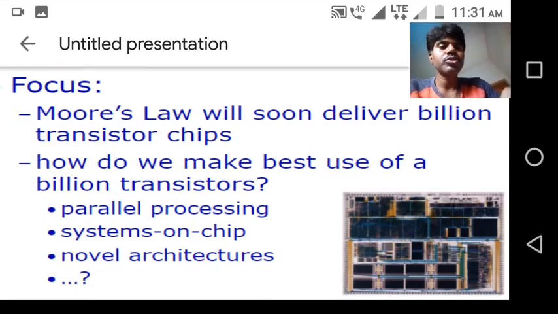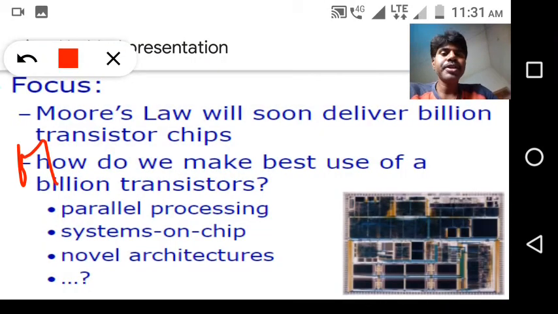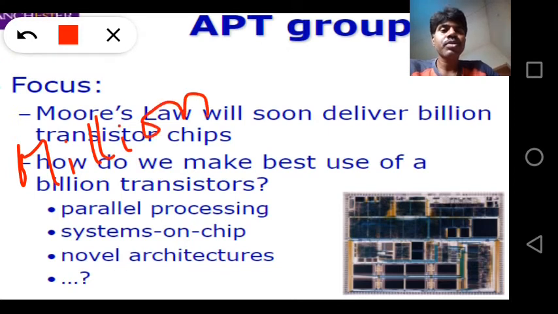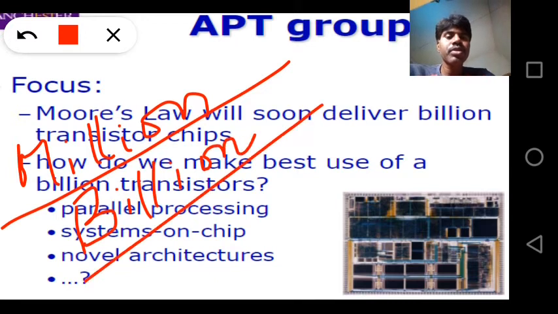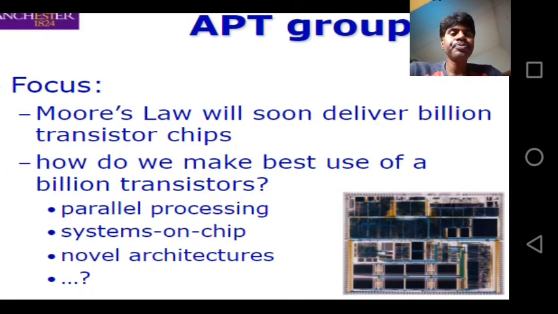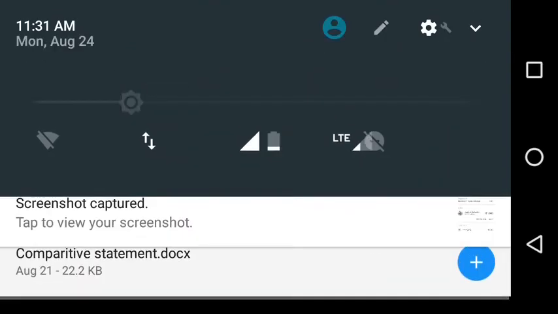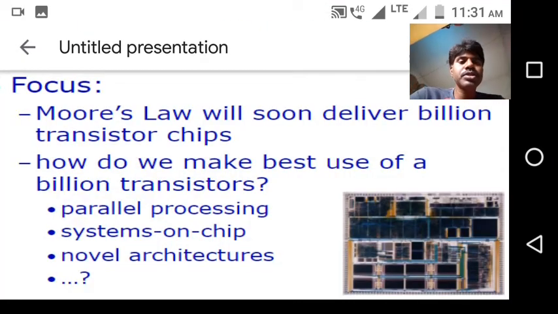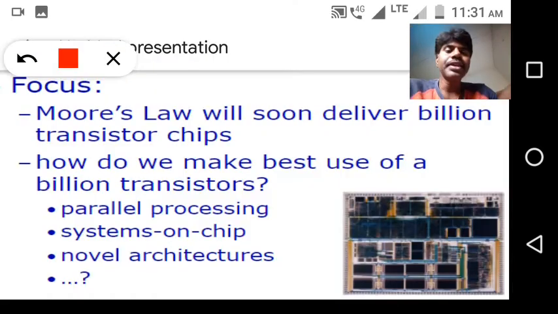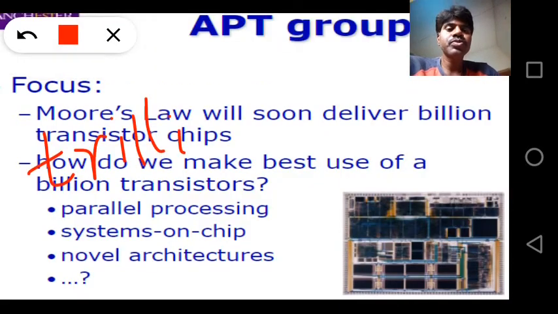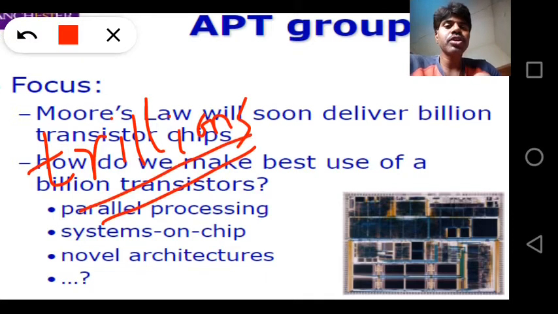So you should understand the words million and billion and trillion. You should know all these words: million, billions, and trillions. So these many transistors are used. So when you have billions of transistors, how do you effectively use all those transistors, which can perform trillions of calculations? That is the main challenging task here.